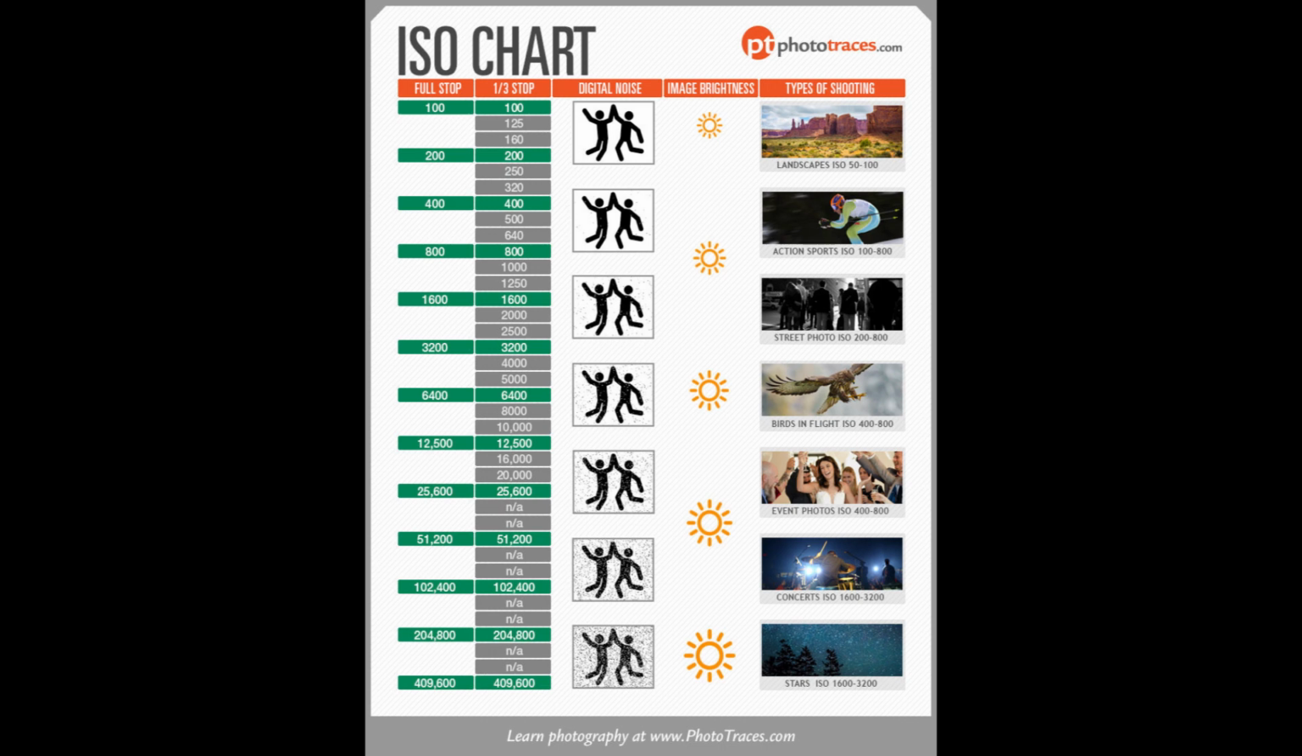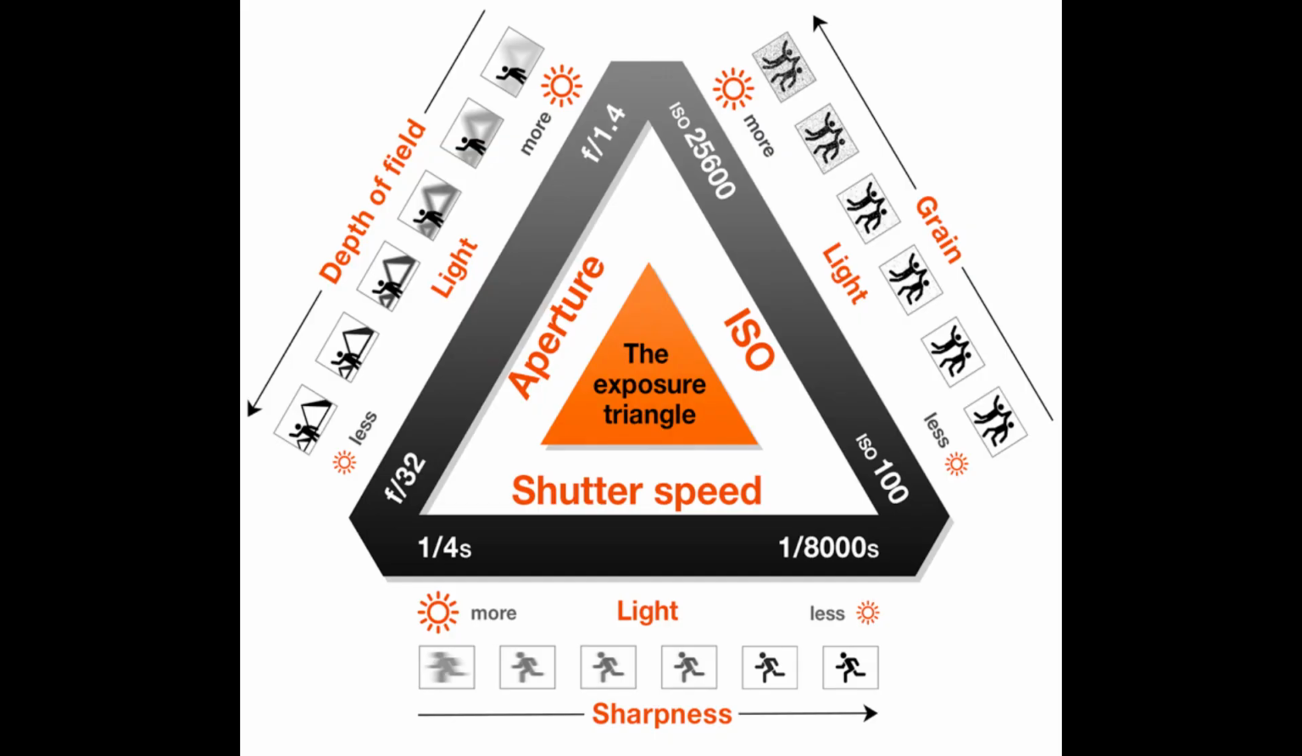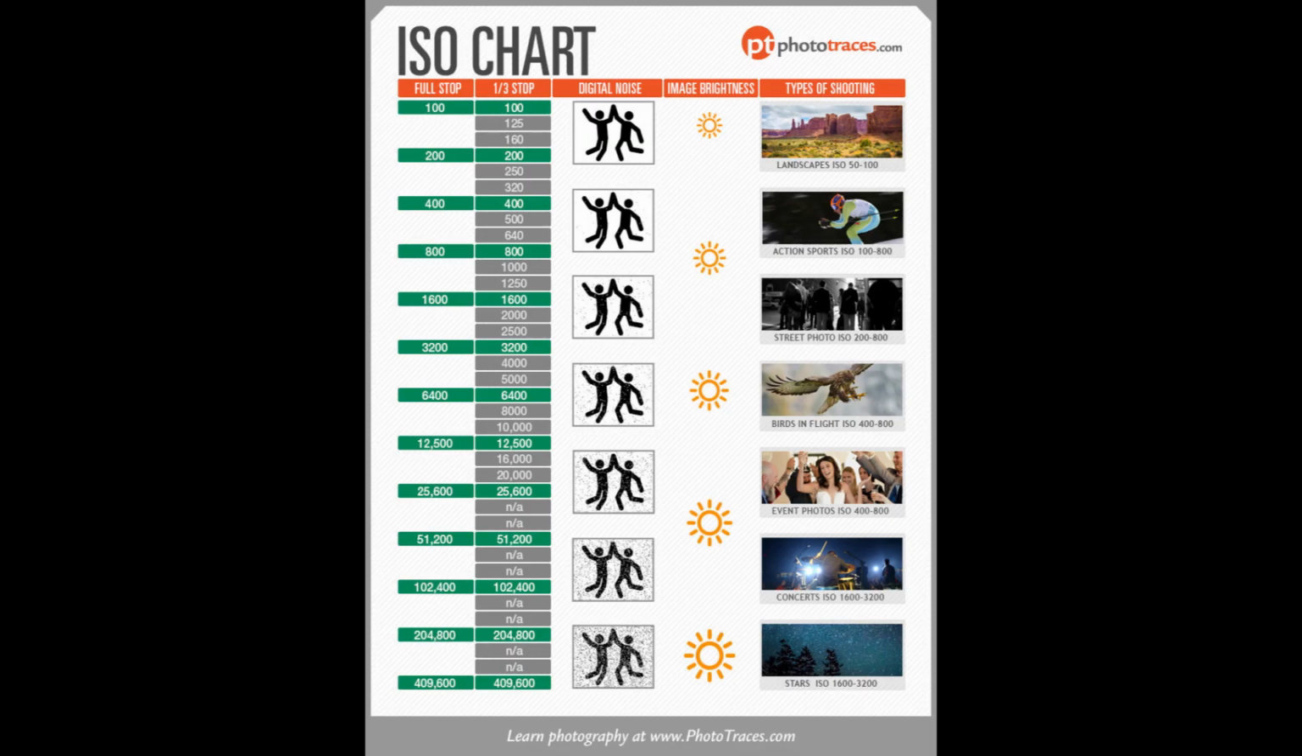ISO in the context of a DSLR camera refers to the sensitivity of the camera's image sensor to light. It is one of the 3 key elements of the exposure triangle, along with aperture and shutter speed, that collectively determine the final exposure of an image. Understanding ISO and how it affects your photographs is essential for achieving the desired image quality in different lighting conditions.